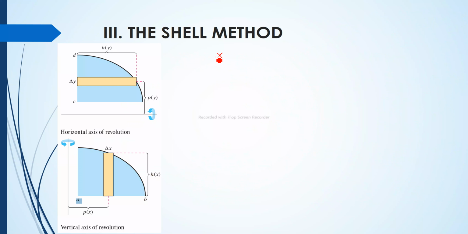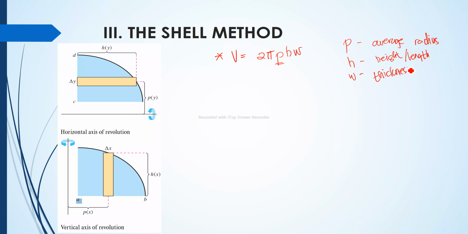So again, the volume of the cylinder is equal to 2 pi phw. The p here is represented by the average radius again. The h is the length or the height. And the W is the thickness. Now, if we transform this into an integral, we'll be using dx or dy in that one. So, for instance, here we have the delta y, and then the delta x.